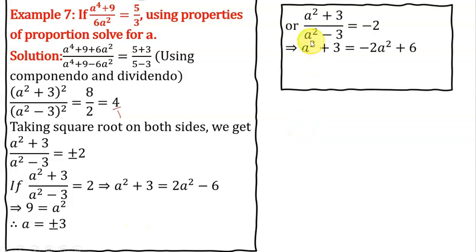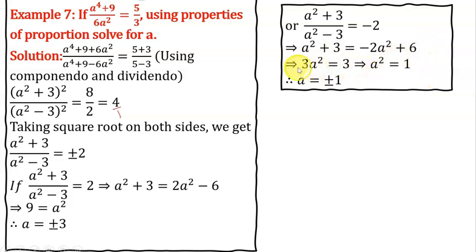For the next, (a square plus 3) upon (a square minus 3) equals minus 2. Again, the simplification: a square plus 3. Shift this (a square minus 3) to the right hand side, then it will be multiplied by minus 2: minus 2a square, minus 2 into minus 3, that will become plus. Okay. Next, shift this minus 2a square to the left hand side. Then a square plus 2a square, you will get here 3a square. Shift this 3 to the right hand side, 6 minus 3.